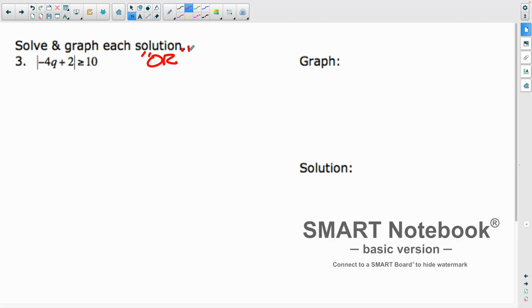Great or, right? All right, it's a great or. So what should my graph look like? It should be a disjunction. They should be going apart. That's what I should get. So let's take a look. I'm going to write it down.